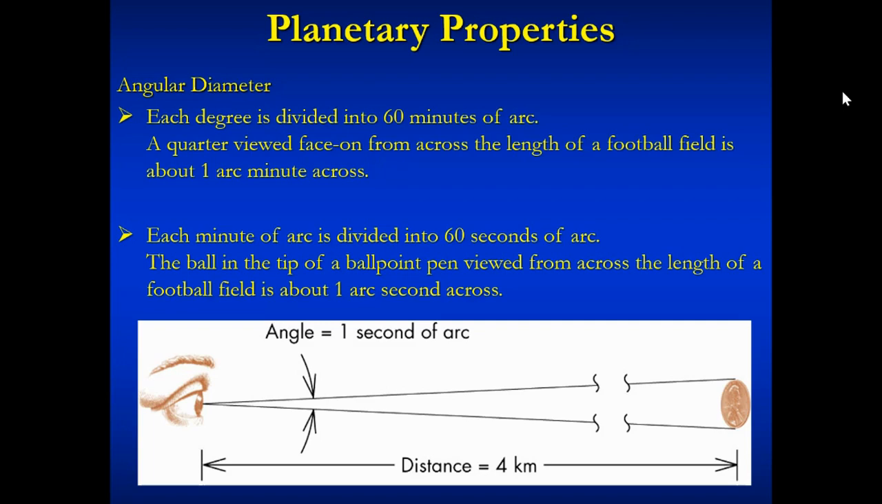And if your friend takes that quarter and puts it away and takes out their ballpoint pen and clicks it and says, "Okay, now look, can you see the tip of my ballpoint pen from across the football field?" That is one arc second across. So we're talking about very small distances. Obviously, telescopes are helpful in using and measuring angular diameter.